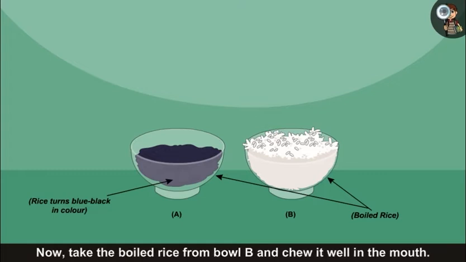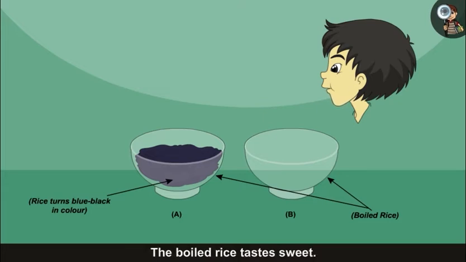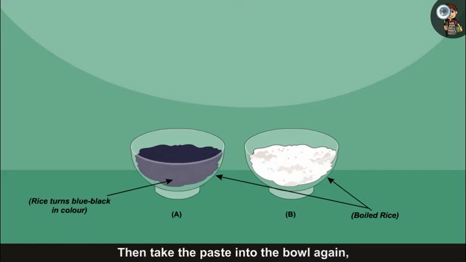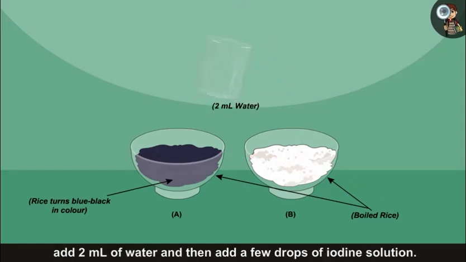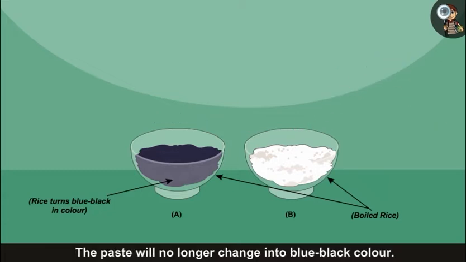Now take the boiled rice from bowl B and chew it well with the mouth. The boiled rice tastes sweet. Then take the paste into the bowl again, add 2 ml of water and then add a few drops of iodine solution. The paste will no longer change into blue-black color.